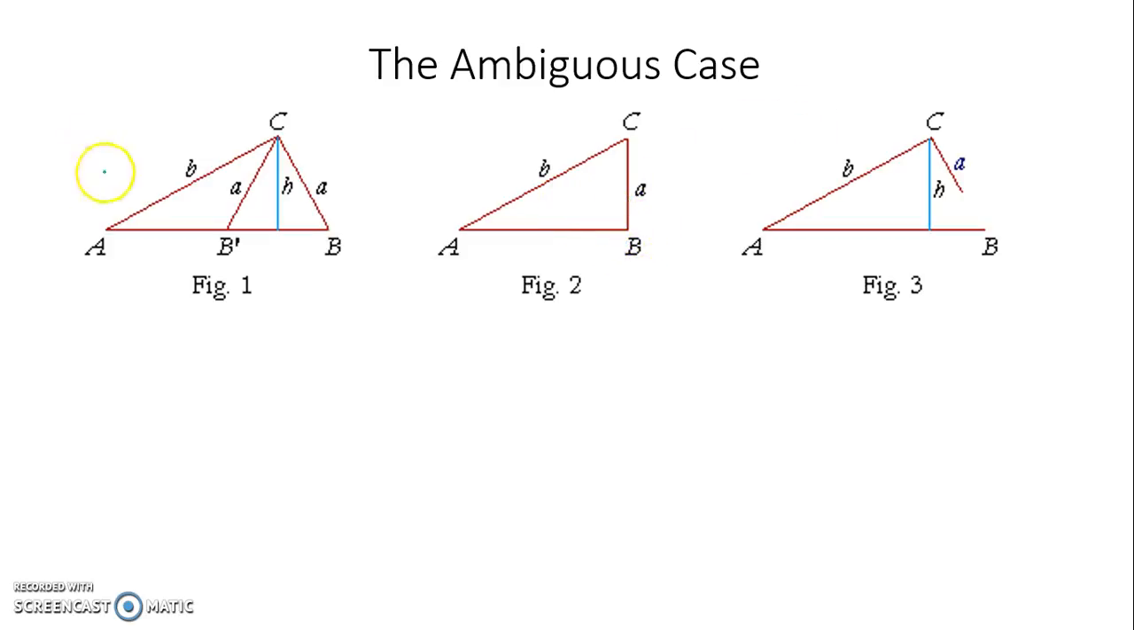Sometimes, like in figure 1, it actually makes two triangles. So if I know this side here for B, and I know this side here for A, and I know this angle, I don't know how long this bottom side of C is. This side that's A could be here, or you could actually swing it out and it would hit over here as well. So in this case, you would have two triangles.